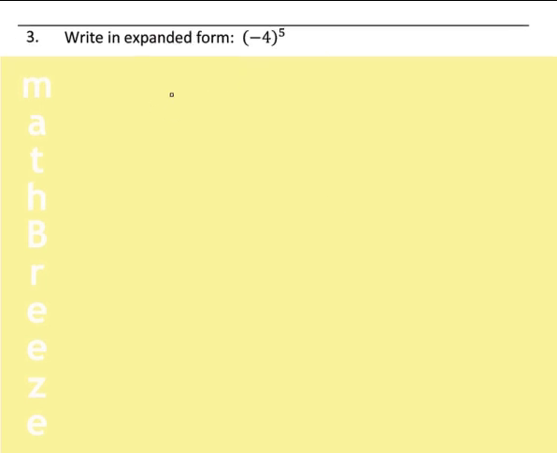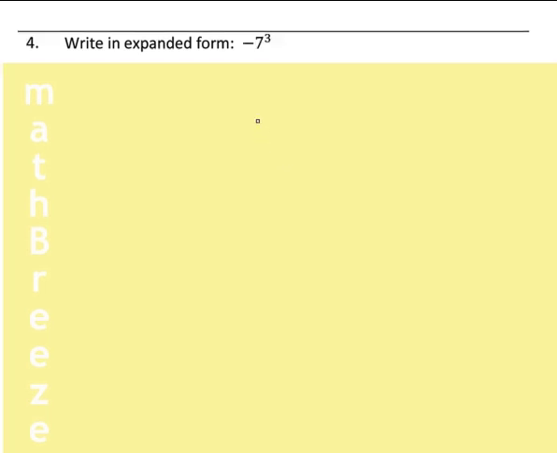Write in expanded form, so we're just going to multiply negative 4 by itself 5 times. Again, write in expanded form. Here it's important to realize that only the 7 is being repeated 3 times, not the minus symbol in front, and that's because of order of operations.